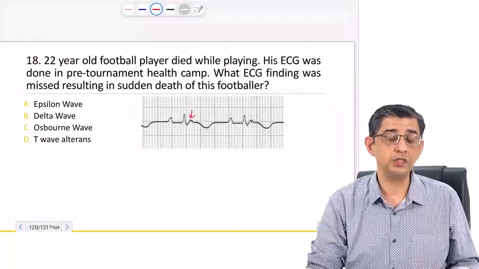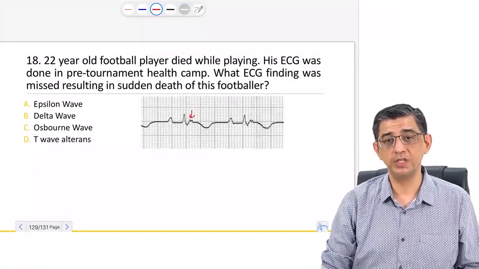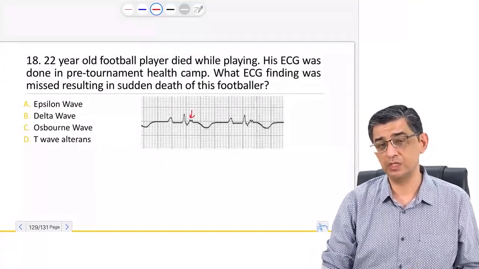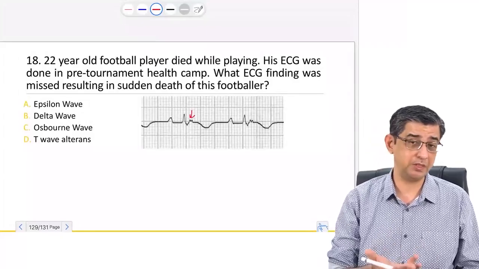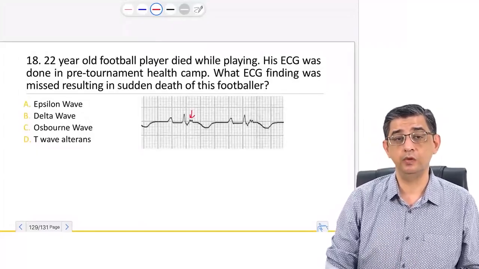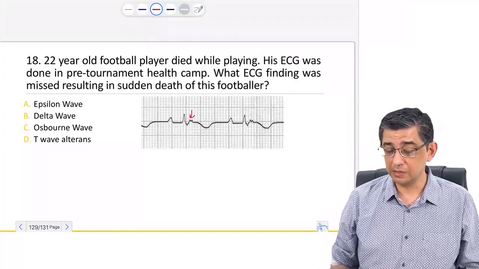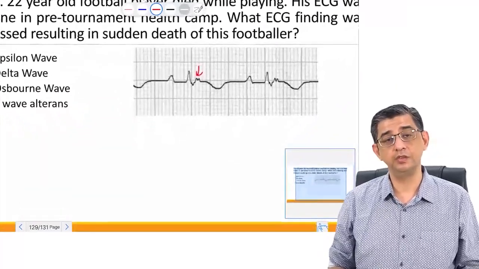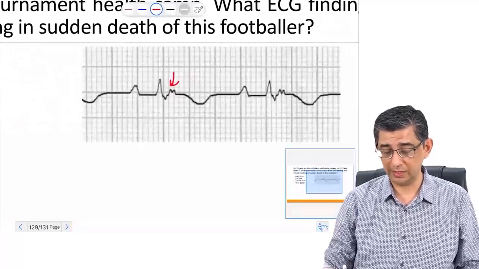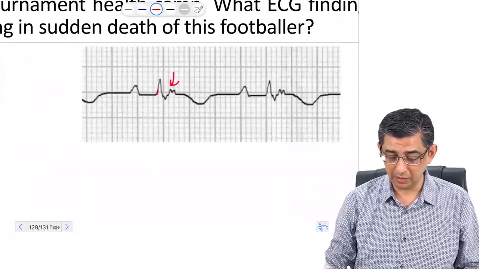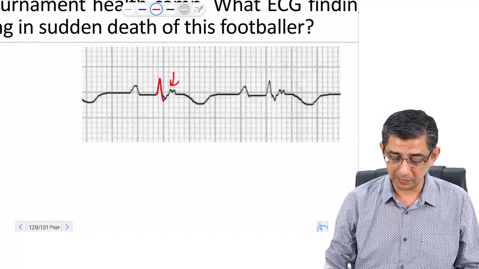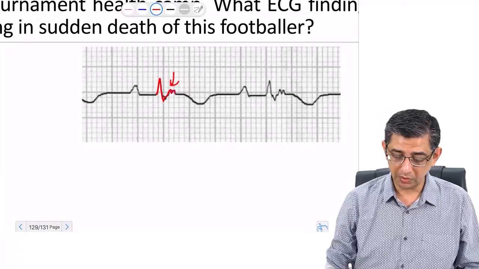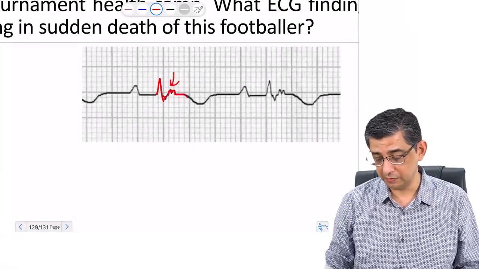Coming to the next question, he's talking about a 22-year-old footballer who has died suddenly while playing. His ECG was done in a pre-tournament health camp, and probably some findings would have been missed. Now, what is the ECG finding that was missed in this guy, resulting in sudden death? If I zoom into the ECG, you will notice that there is a relatively broad QRS complex coming up in this guy, and then you can notice a very peculiar wave present with a T wave inversion.